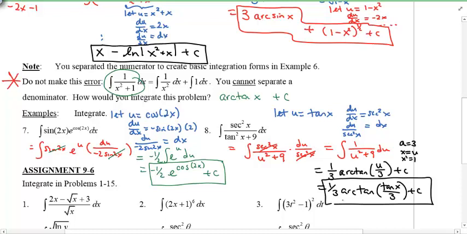Okay, make sure you do all these problems here, 1 to 15 and beyond if there are more. Yeah, do them.